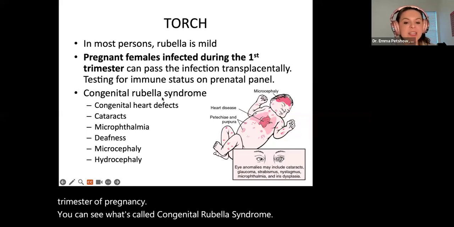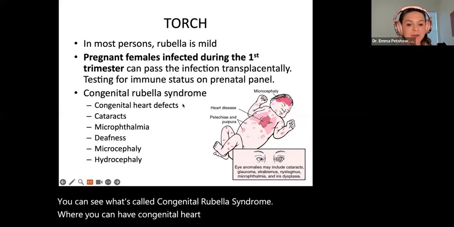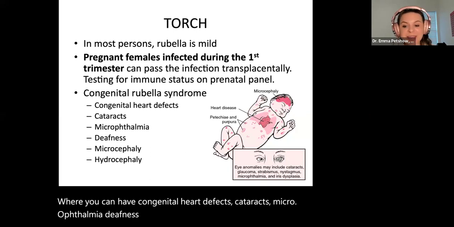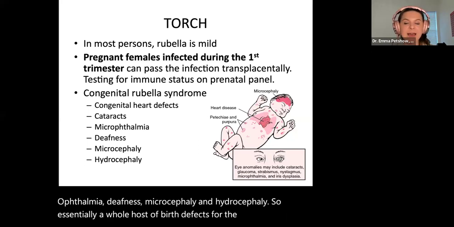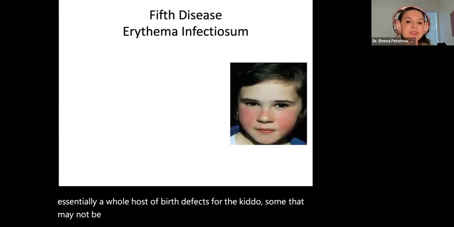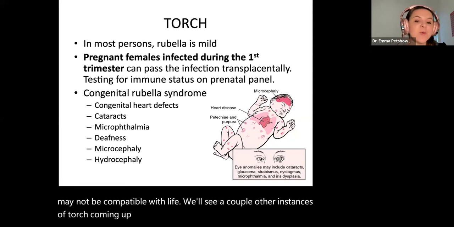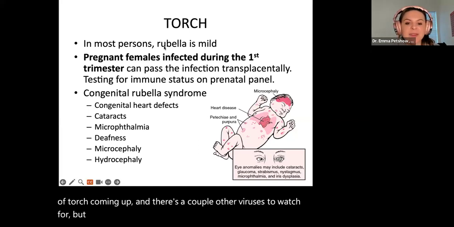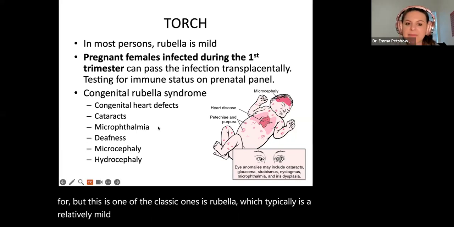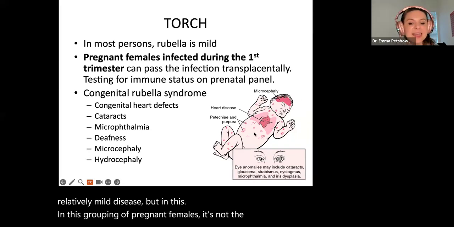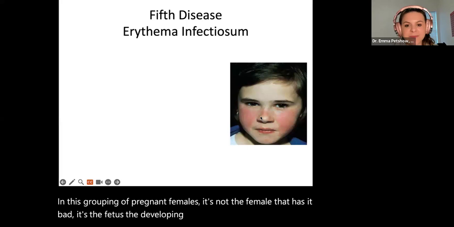syndrome, where you can have congenital heart defects, cataracts, microphthalmia, deafness, microcephaly, and hydrocephaly. So essentially a whole host of birth defects for the kiddo, some that may not be compatible with life. And we'll see a couple other instances of TORCH coming up, and there's a couple other viruses to watch for, but this is one of the classic ones, rubella, which typically is a relatively mild disease, but in this grouping of pregnant females, it's not the female that has it bad, it's the fetus, the developing fetus.